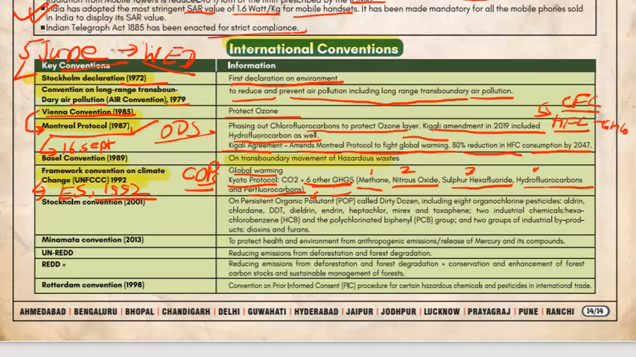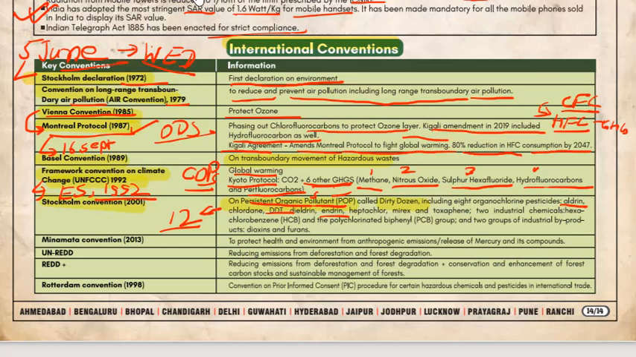Next is the Stockholm Convention of 2001. This is for persistent organic pollutants. This is called the dirty dozen, because 12 chemicals are mentioned here. These are persistent organic pollutants, meaning they persist in the environment. DDT is important. You all know about DDT. Endrin is also important. Aldrin is also important. So some are important. You should see this.